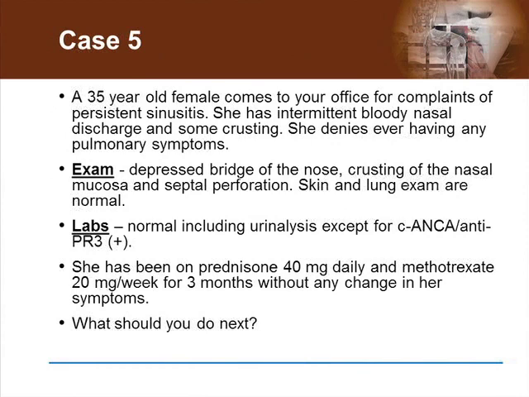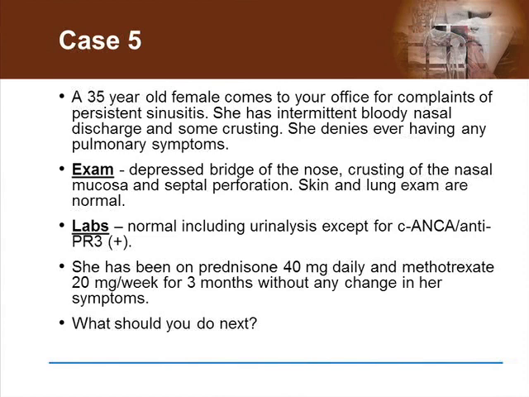Let's do one more final case. A 35-year-old lady comes to your office for complaints of persistent sinusitis. She has intermittent bloody nasal discharge and some nasal crusting. She denies ever having any pulmonary symptoms. On exam, she has a depressed bridge of the nose, crusting of the nasal mucosa, and a nasal septal perforation.